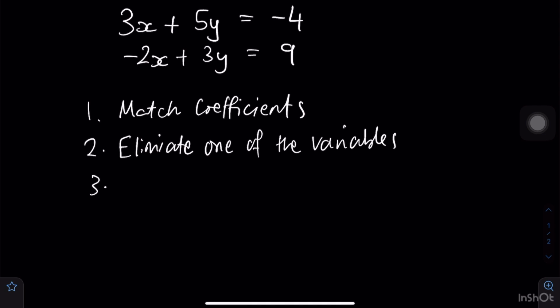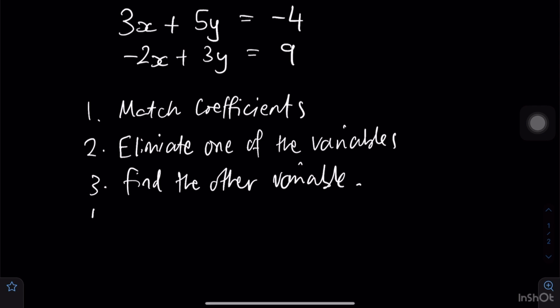Once you eliminate that, you find the other variable. For example, if we eliminated x, then you can solve for y. And then finally, once you have found that variable, so you found y, you just input it back into either equation, and then you solve for x, the other variable. So let's get started with that.